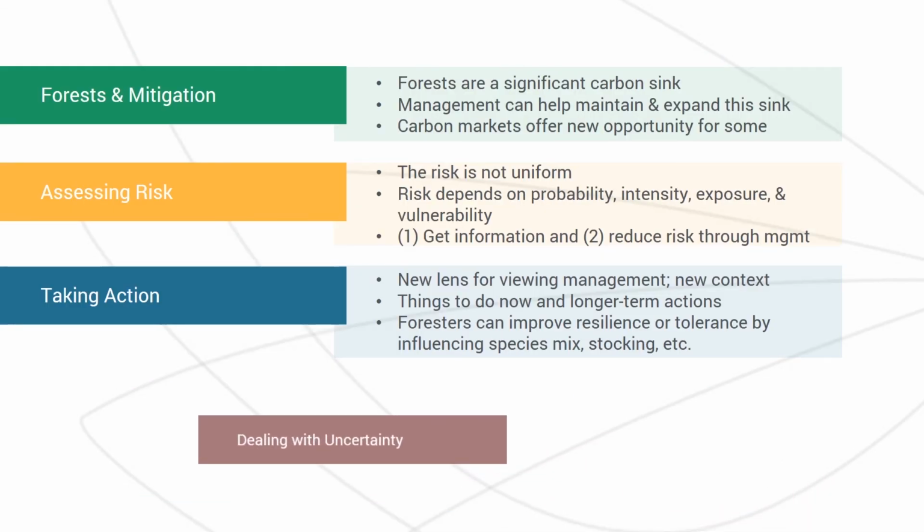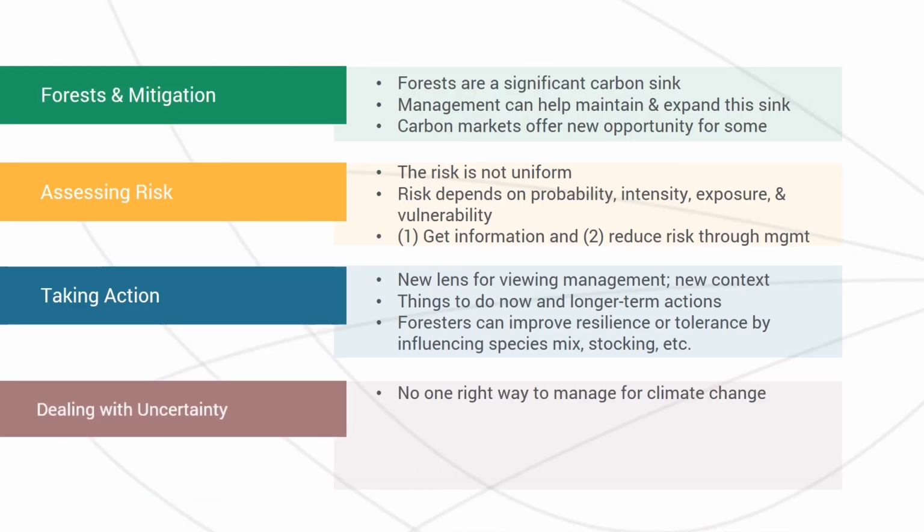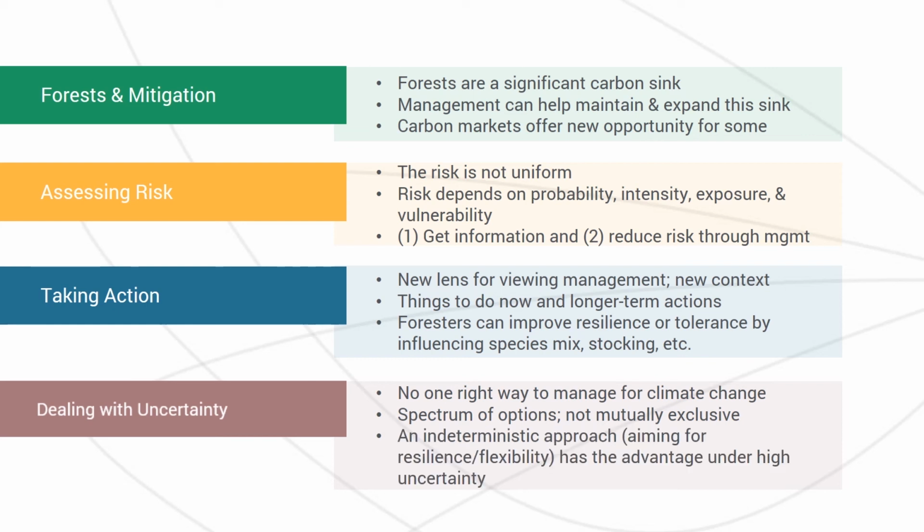So to recap, there is no one right way to manage for climate change. In reality, there are a spectrum of management options out there, from deterministic to indeterministic, and they're not mutually exclusive. Where your management actions fall on that spectrum depends on the level of uncertainty, your personal or organizational risk tolerance, and the planning horizon. But an indeterministic approach, aimed at improving resilience and flexibility, does have the advantage under conditions of high uncertainty.